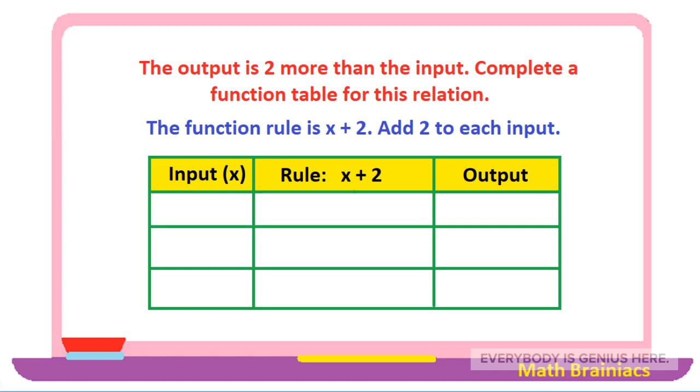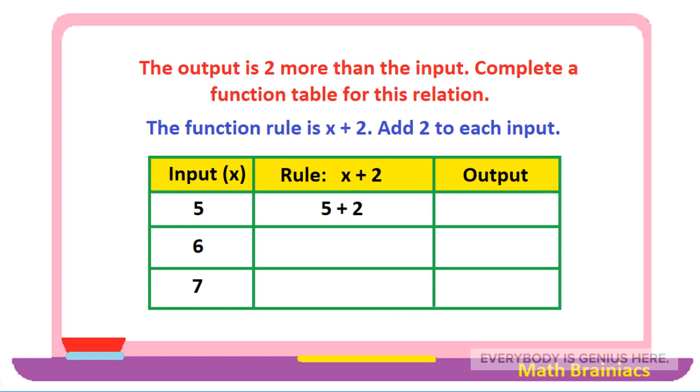Let us draw a table so that we can identify the input and the output through the help of the function rule, which is x plus 2. If we are going to assign the value of the input such as 5, 6, and 7, we're going to apply it in the function rule so that we can find out the output. So we're just going to substitute the value of x in the given function rule.